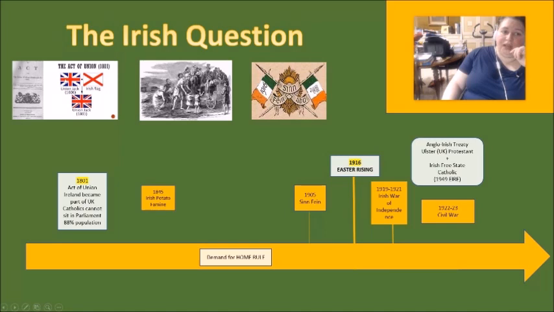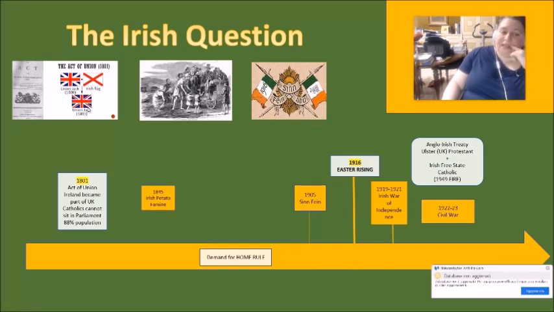The Union Jack is made by the flag of England, the flag of Scotland, and now also the flag of Ireland is added to the Union Jack. Basically, it happens that Catholics cannot sit in the Westminster Parliament.